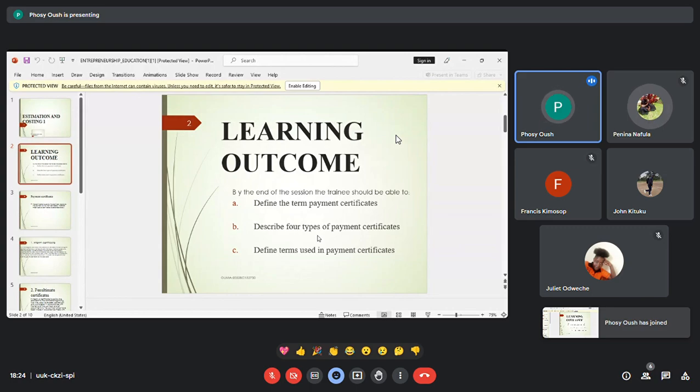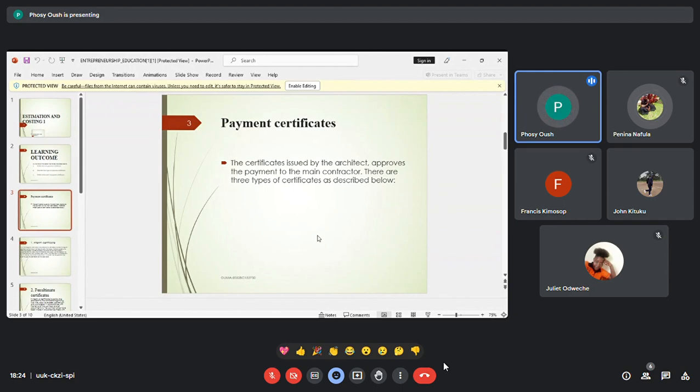So I was saying that our learning outcome today will be, we should be able to define the term payment certificate, then describe 4 types of payment certificate, and then define the terms used in payment certificate. So I would like John to define for us what payment certificate means.